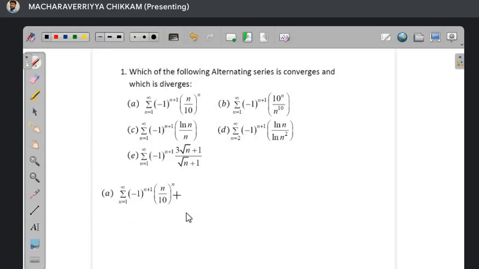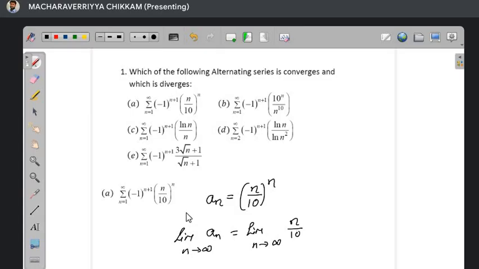Limit 0, sir. Limit 0, are you sure? Divergent, sir. Yeah, so if you take (n/10)^n, let me see the limit as n goes to infinity of a_n. What you have is (n/10)^n. So what about its limit?